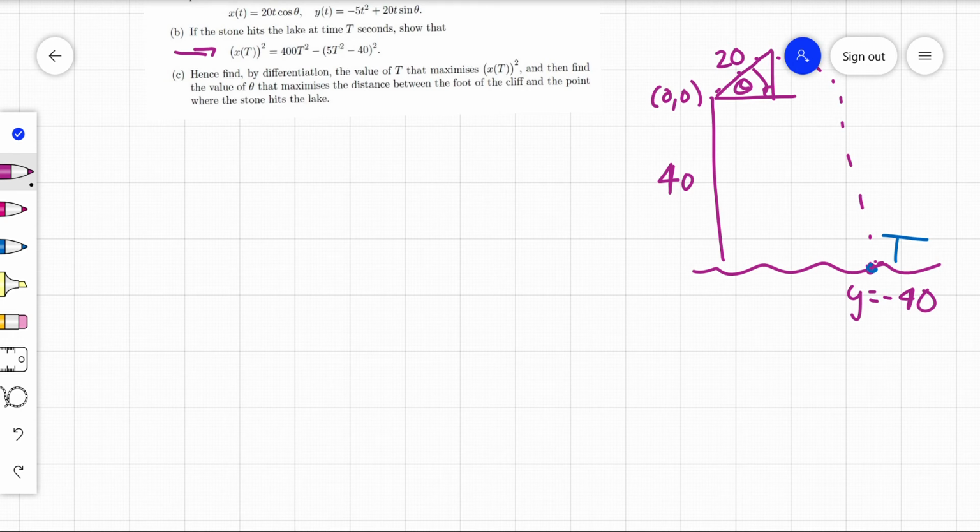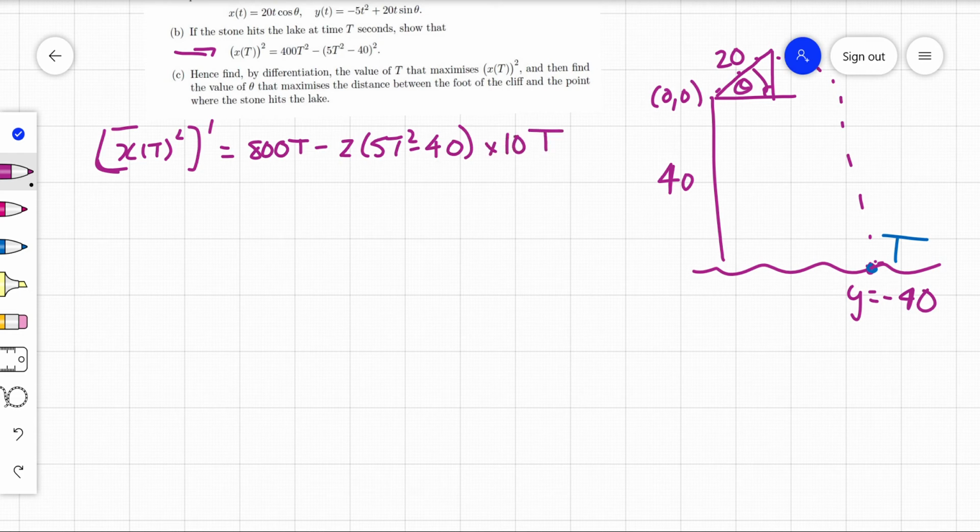So it says, hence find by differentiation the value of t that maximizes this x of t all squared. All right, so if we maximize that, we're differentiating. Whenever we do these maximum minimum problems, we're differentiating. So with respect to capital T, this becomes 800t minus, so the 2 will come down, so 5t squared minus 40, using the chain rule, times 10t when I go inside there.